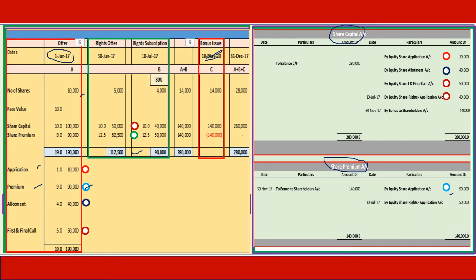It goes to share capital account. We received premium of 50,000. It goes to premium account. Then we have got the final bonus issue. What do we do in the bonus? We are converting share premium into share capital.